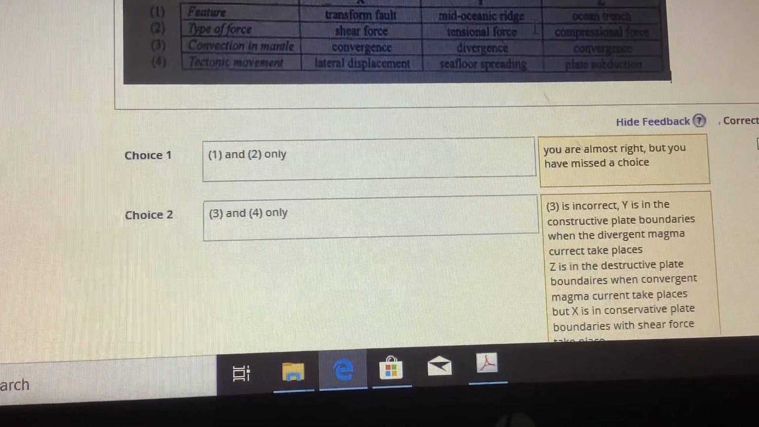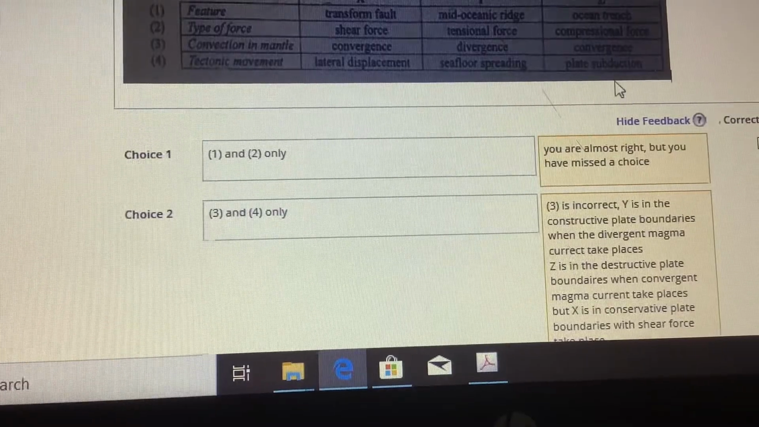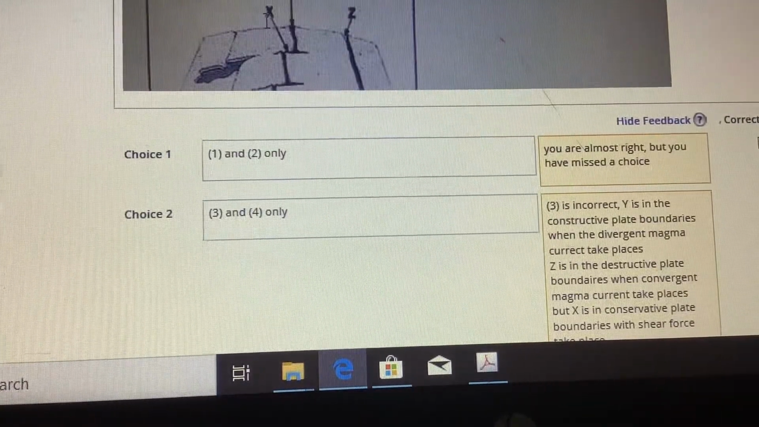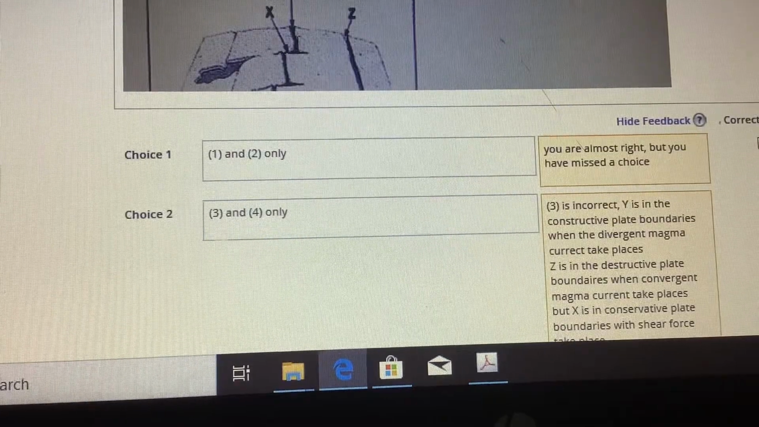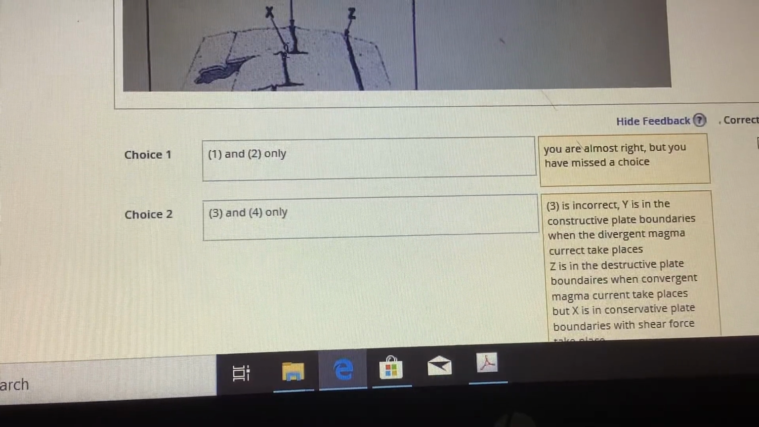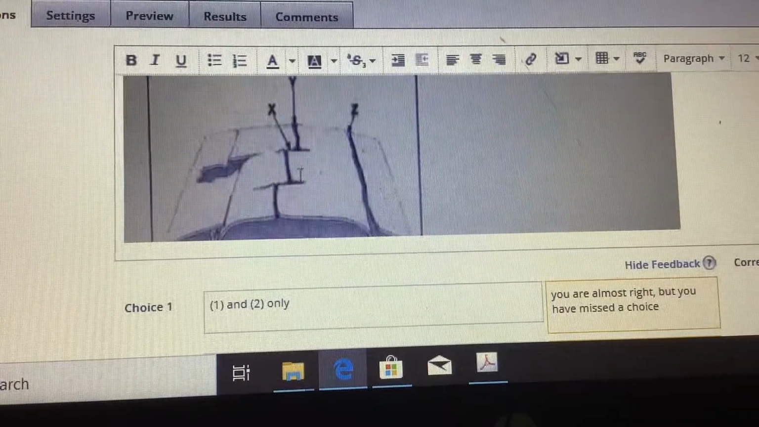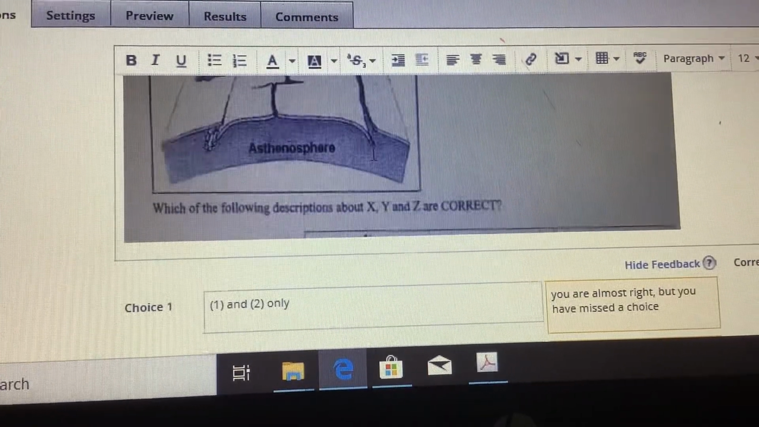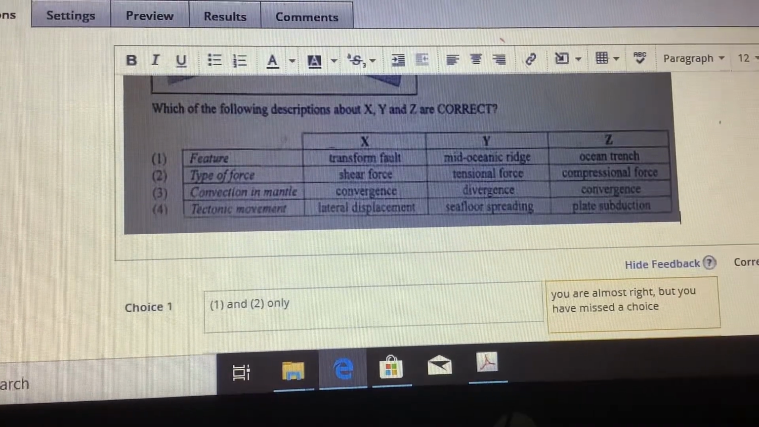Shear force, tensional force, and compressional force. This one is correct. You can see right here, it has a shear force. They are moving in different directions and at different rates. How about Y? They are moving apart from each other. How about Z? Z is moving towards each other. So accordingly, number 2 is correct.